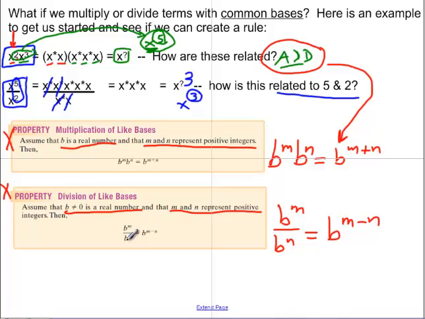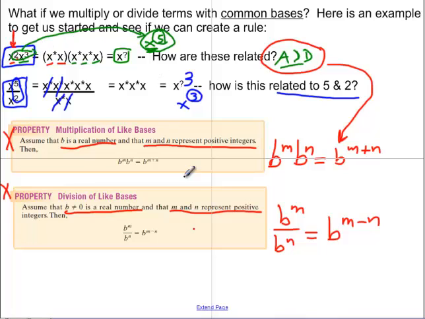As long as the bases are the same, we can apply this rule. The bases have to be the same, just like up here, the x's are the same. When we multiply them together, we add up the exponents to get our answer.